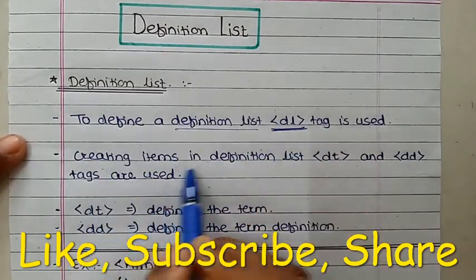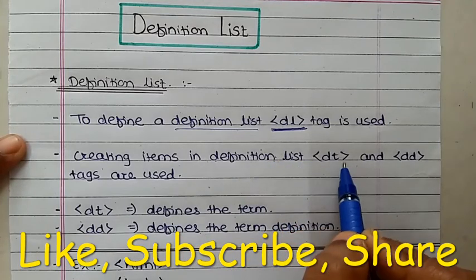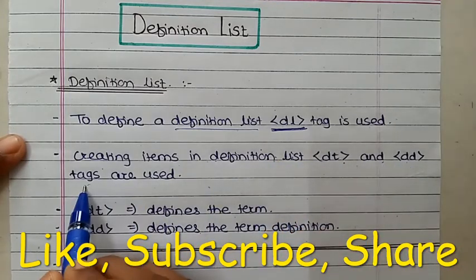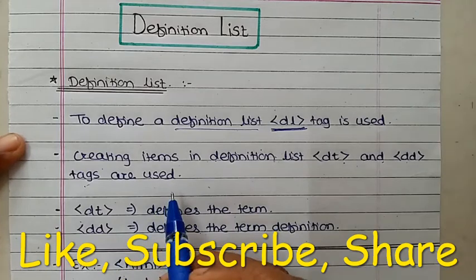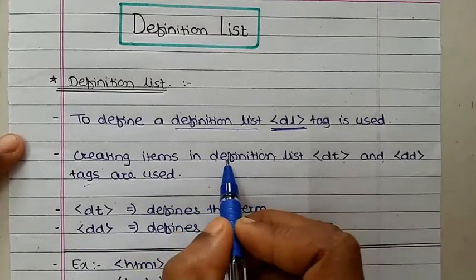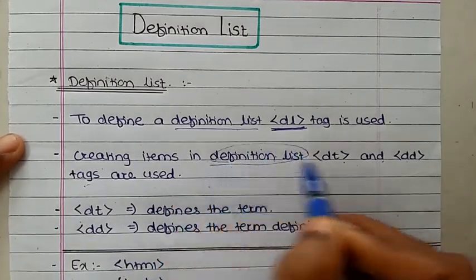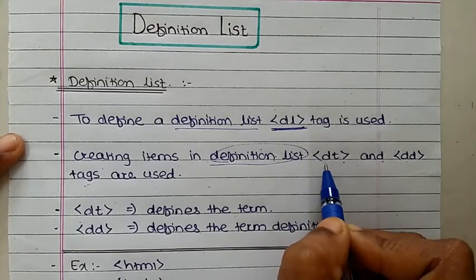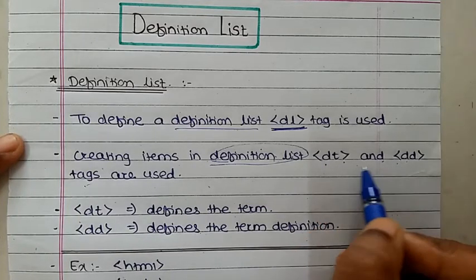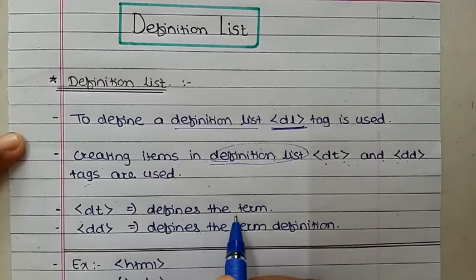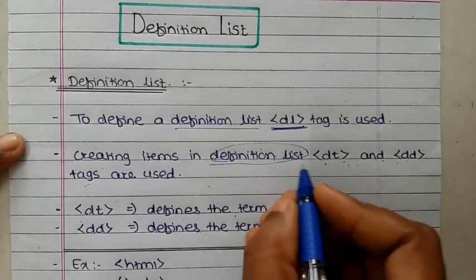Then, for creating items in a definition list, DT and DD tags are used. When we define the list, we have to define the DT and DD tags. DT for what? DT is for the defining term, and DD is for the definition.